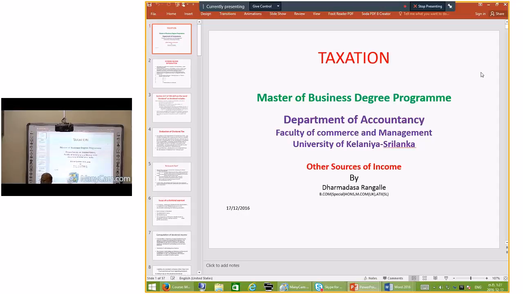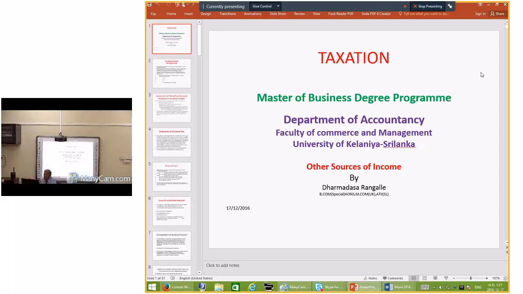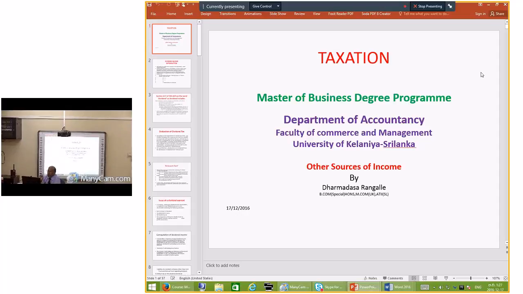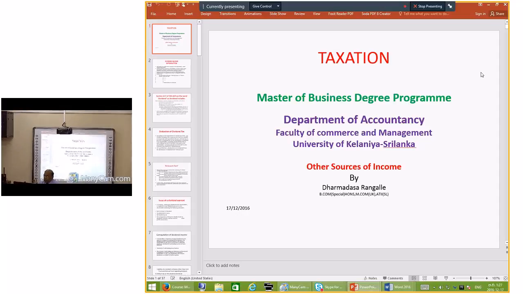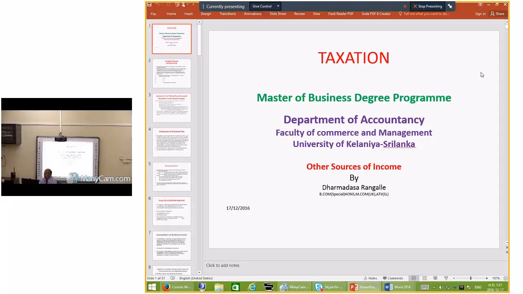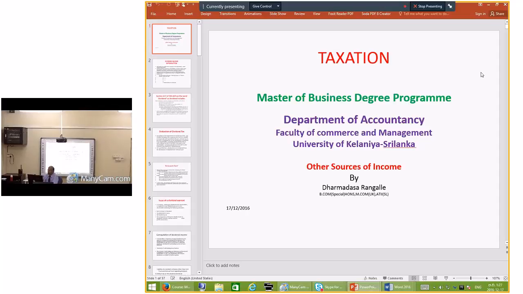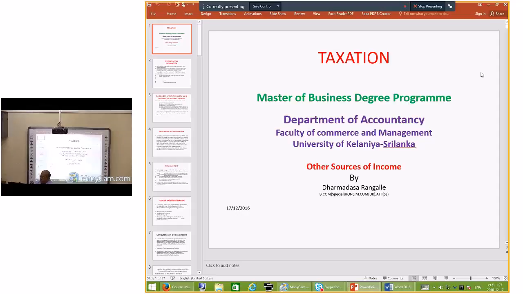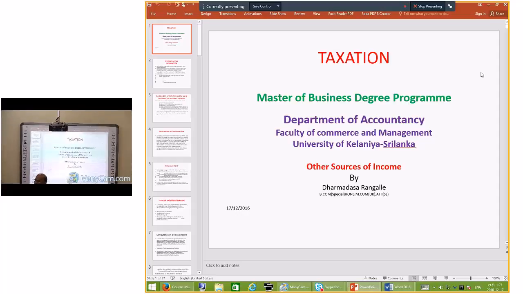That day, last Saturday, I explained that for the purpose of ascertaining profit from trade, the profit is the profit which is computed in accordance with the accepted principles of commercial accountancy. In Sri Lanka, the Institute of Chartered Accountants of Sri Lanka has published some standards, and they have been gazetted. Now the first step is we take the profit ascertained with the accounting standards.